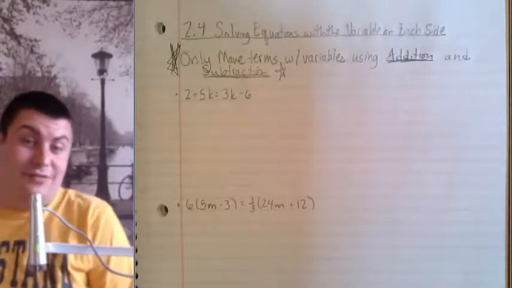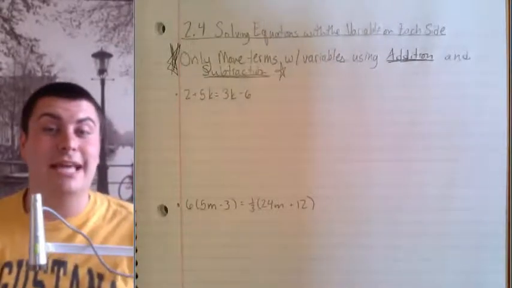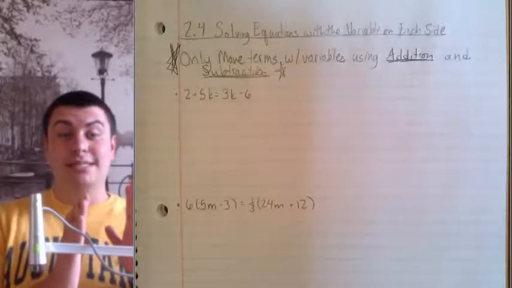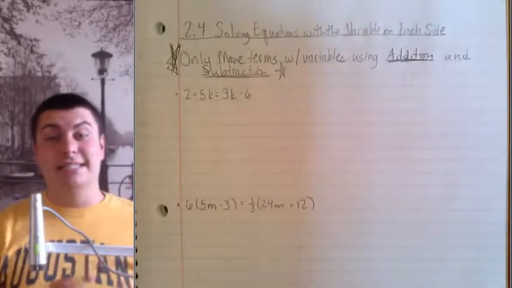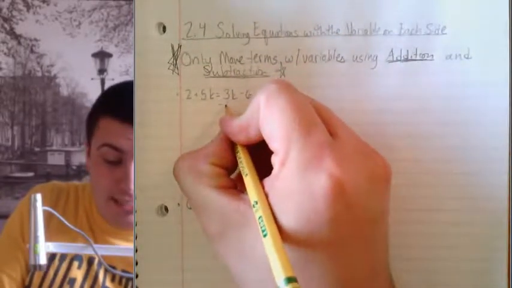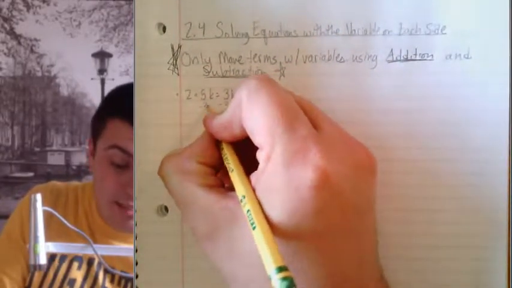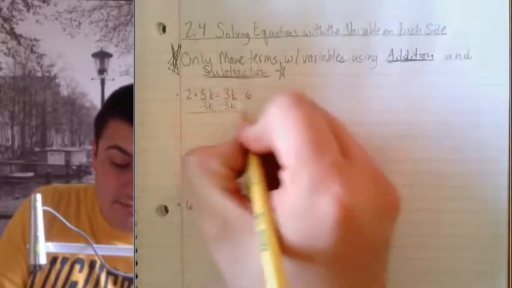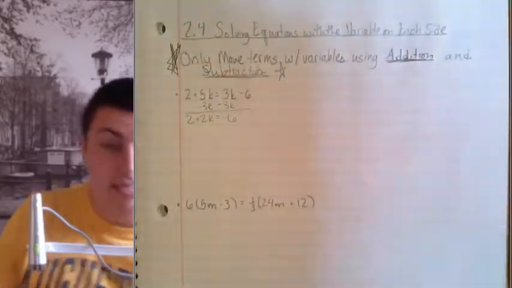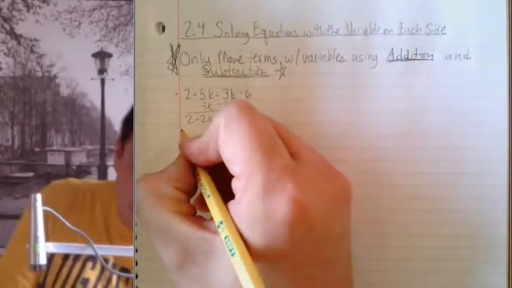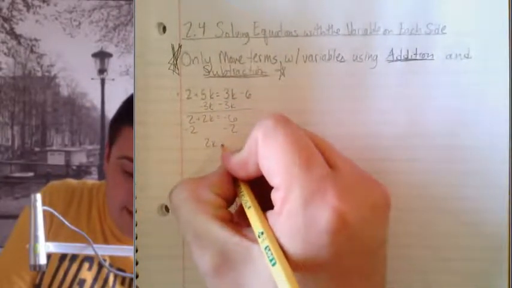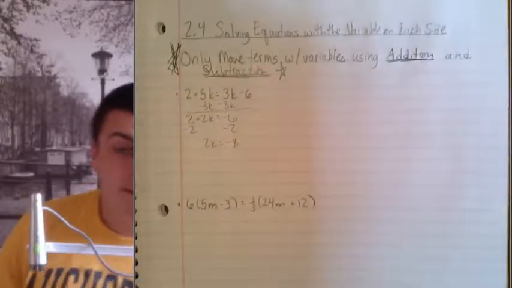So let's look at 2 plus 5k equals 3k minus 6. What needs to happen is all the terms with a variable need to get onto one side, and all the terms that are constant need to get on the other. I'm going to start by subtracting this 3k. It's okay to subtract. That's the only thing I can do. We then get 2 plus 2k equals negative 6. Now I'm going to take this constant and subtract 2. So 2k then equals negative 8.